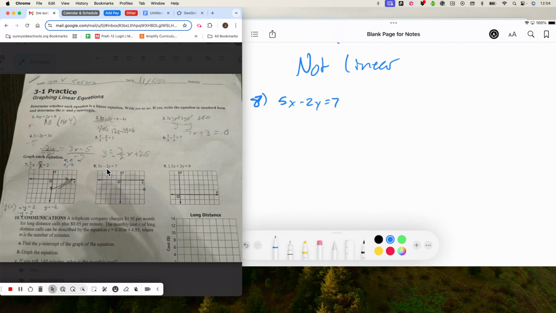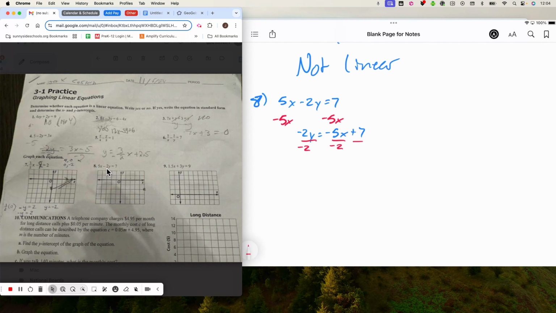And so we would subtract 5x from both sides. We would have negative 2y is equal to negative 5x plus 7. Then we would divide by negative 2. And we would have y is equal to positive 5 over 2x minus 3.5. And I'm actually never going to write something like that as a decimal. I'm always going to leave it as a fraction, so that is going to stay as negative 7 over 2, which again is equivalent to negative 3.5.